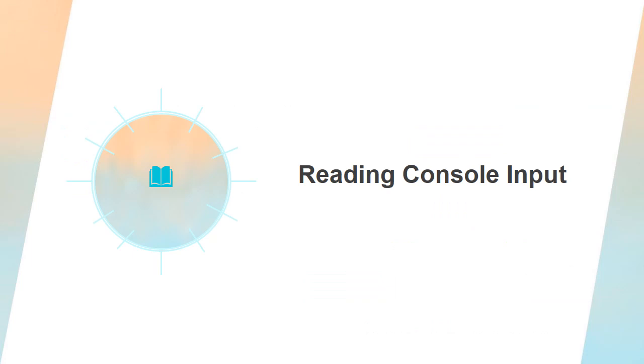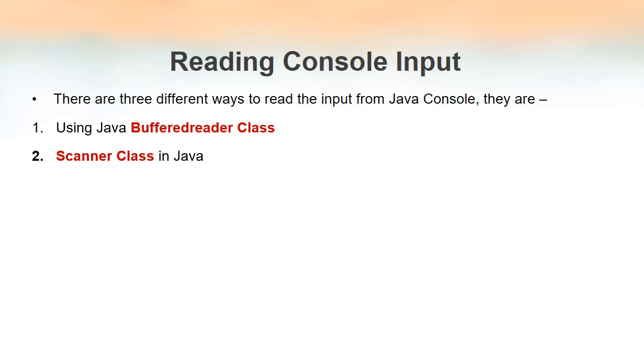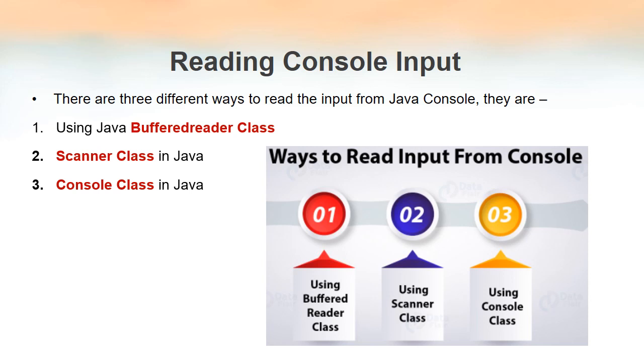Now we will see how to read input from the console, how to read input while running a program, how to read the input dynamically. There are three different ways by which we can read input from a console. First of all, by using the BufferedReader class available in Java. The second one is by using the Scanner class, and the third one is by using the Console class. Now we will see them one by one in detail.